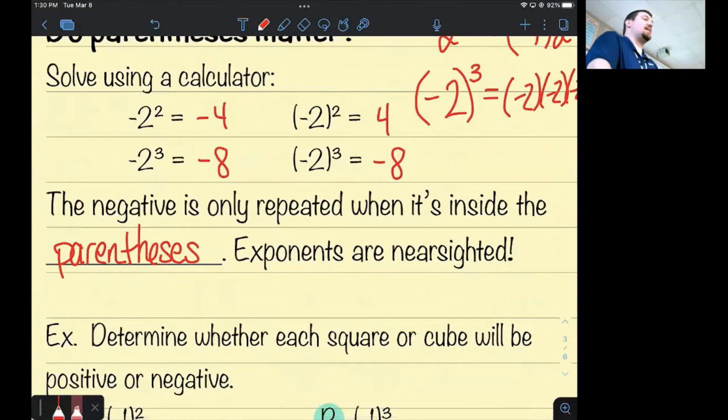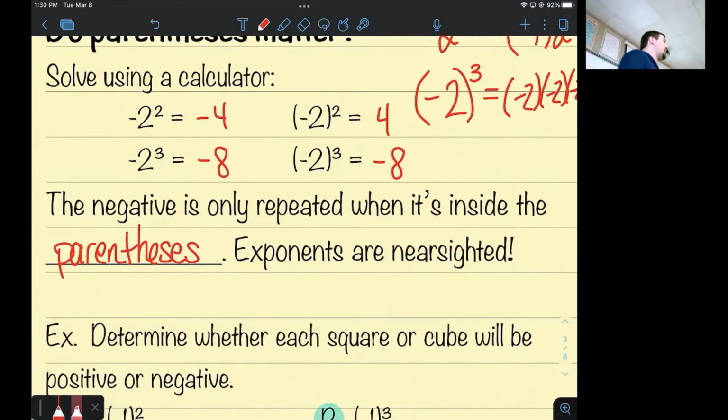I like to think of it as exponents are nearsighted. Anyone in here nearsighted? Okay, what does that mean? You can only see things when they are close. So to help, we have the parentheses, right? The parentheses act as a pair of glasses or magnifying glass. If the parentheses are there, the exponent will see the negative and therefore it will repeat it that many times. If the parentheses are not there, the exponent never sees the negative and the negative doesn't get repeated.